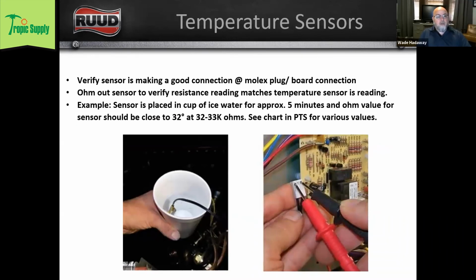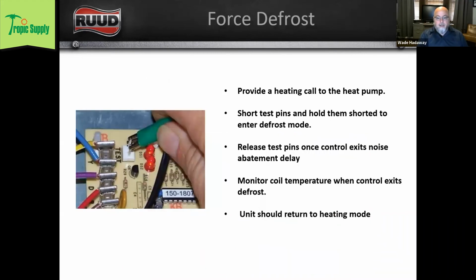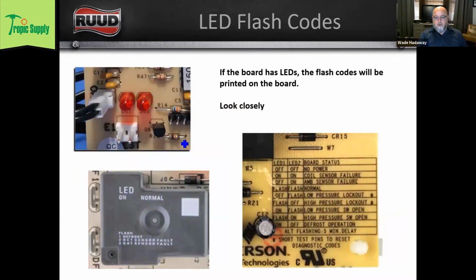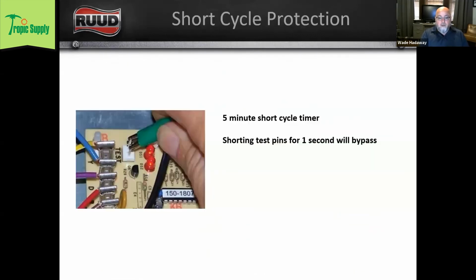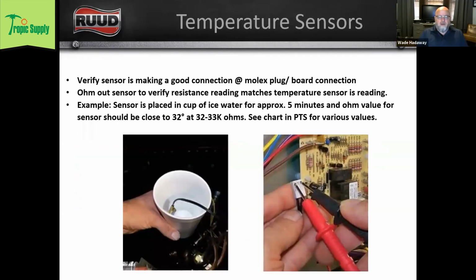Okay, so sensors. Let me go back here. As I show, as we look at the flash codes, you can see that you've got coil sensor failure flash codes and ambient temperature sensor failure flash codes. It's very possible that you could be getting a temperature sensor failure code because that Molex plug's not plugged into the board really well, right? So the first thing you want to do is unplug and plug back in your sensor.